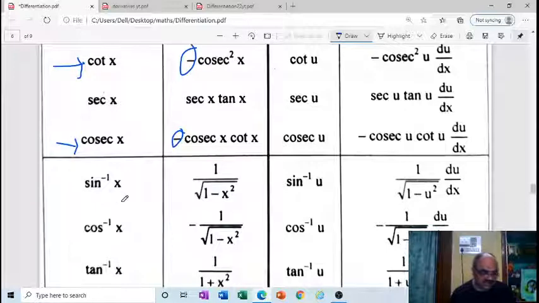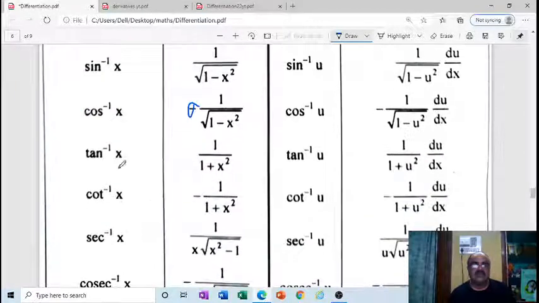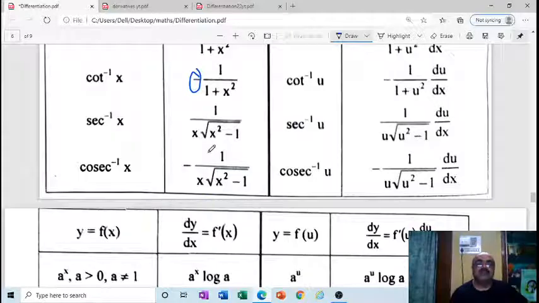Next, sine inverse of x. It is 1 by root of 1 minus x square. Similarly, cos inverse gets a minus here. Tan inverse of x, 1 by 1 plus x square. Cot inverse x, minus 1 by 1 plus x square. And secant inverse x, 1 by x into root of x square minus 1. Cosecant inverse x, minus 1 by x into root of x square minus 1.